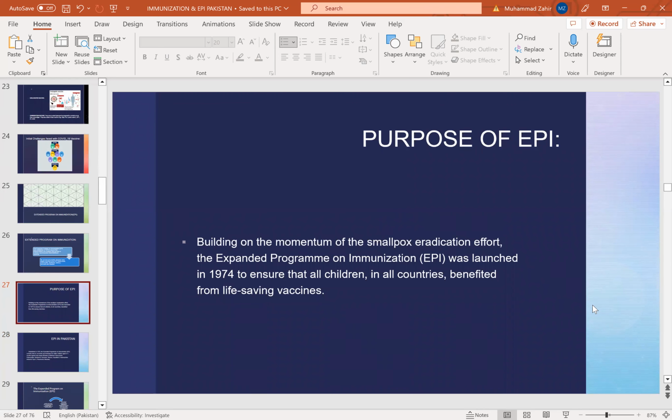Purpose of EPI. Building on the momentum of the smallpox eradication effort, the EPI was launched in 1974 to ensure that all children in all countries benefited from life-saving vaccines.